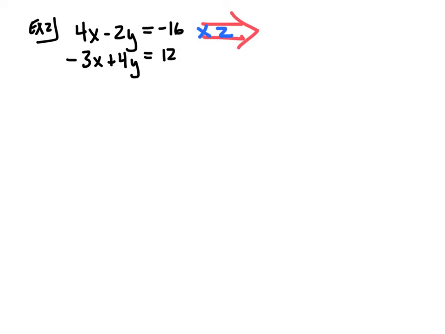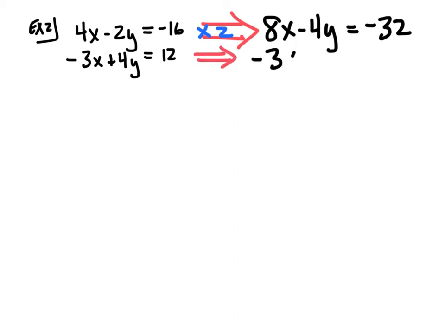Now, I have to remember, I have to multiply the entire equation, right? Because with equations, whatever you do to one side, you have to do to the other. So now I would have 8x minus 4y is equal to negative 32. And the second equation, we just kept the same. So it's just going to come over. So negative 3x plus 4y is equal to 12.